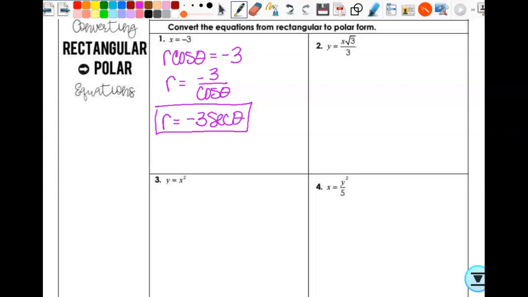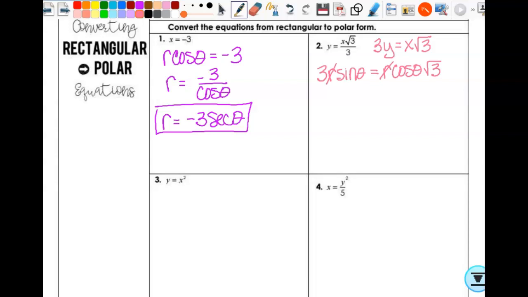Okay. So on number 2, we are going to go ahead before we start substituting, and let's get rid of this fraction. We'll multiply both sides by 3. So we get 3y equals x times the square root of 3. Okay. So now I'm going to substitute for y and x. So this means I have 3r sine theta equals r cosine theta times the square root of 3. Right. Since I'm simplifying, I can divide both sides by r, and those cancel out. Then I'm left with sine and cosine.